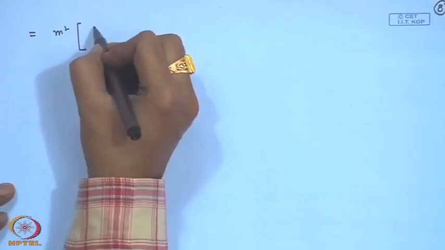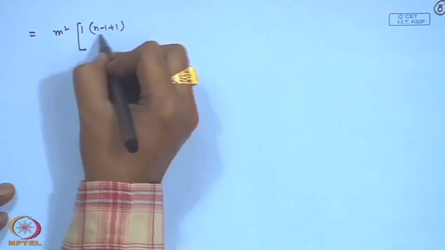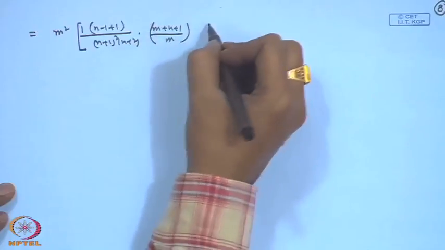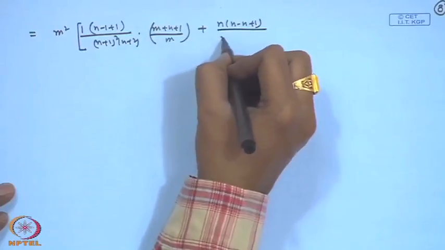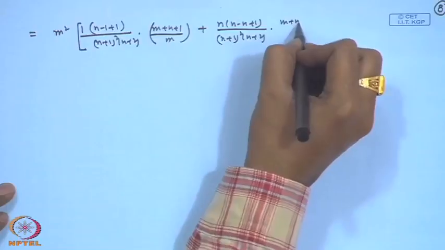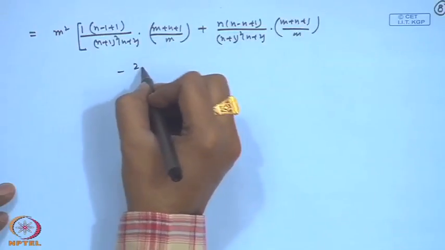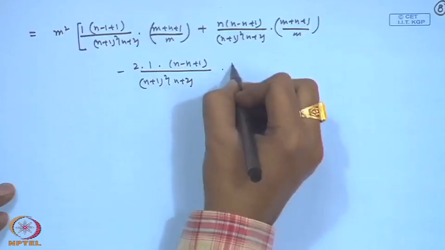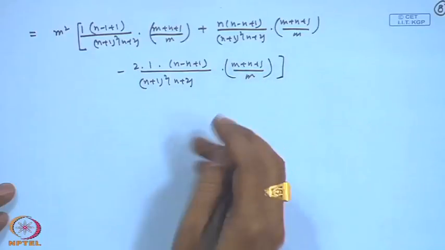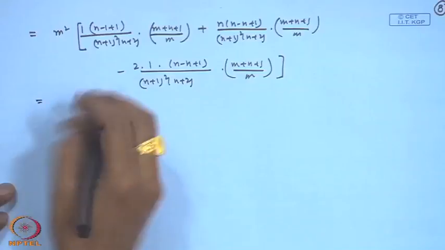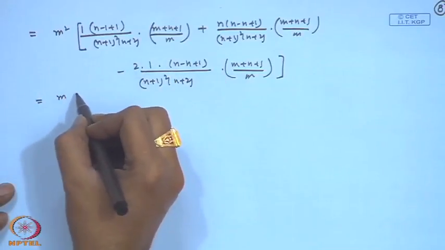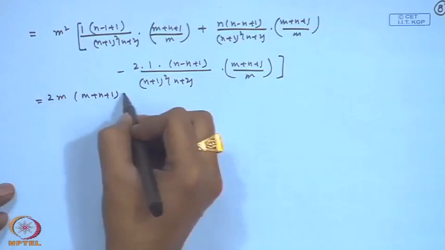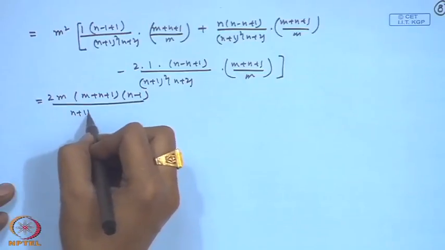m square times n minus 1 plus 1, since it is the first one. So, 1 into that divided by n plus 1 square into n plus 2, m plus n plus 1 by m, plus n into n minus n plus 1 divided by n plus 1 square into n plus 2, m plus n plus 1 by m, minus 2 into 1 into n minus n plus 1 divided by n plus 1 square into n plus 2, m plus n plus 1 by m. So, this term is common and then you have n plus 1 square by n plus 2, that is also common. So, you get m into m plus n plus 1 and after simplification this term becomes 2 n minus 2. So, 2 times n minus 1 divided by n plus 1 square into n plus 2.